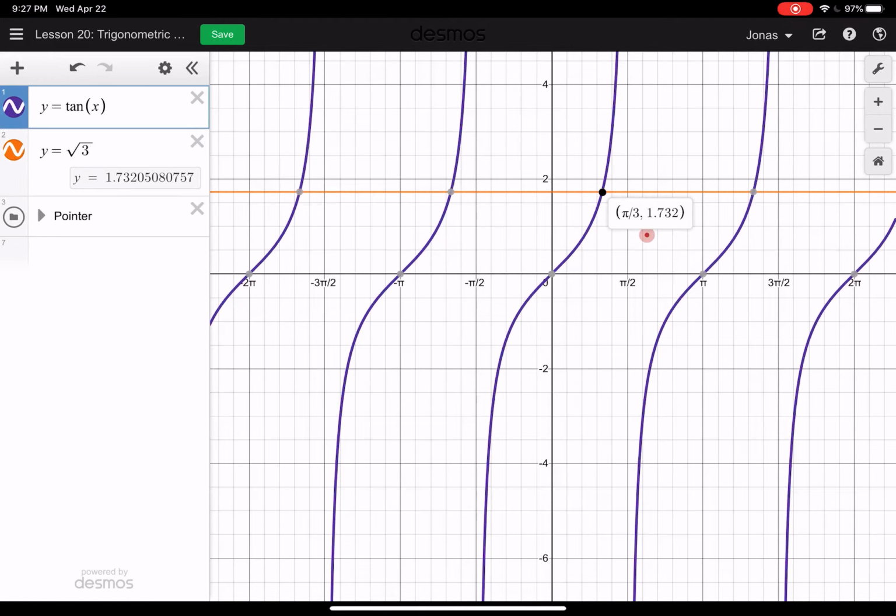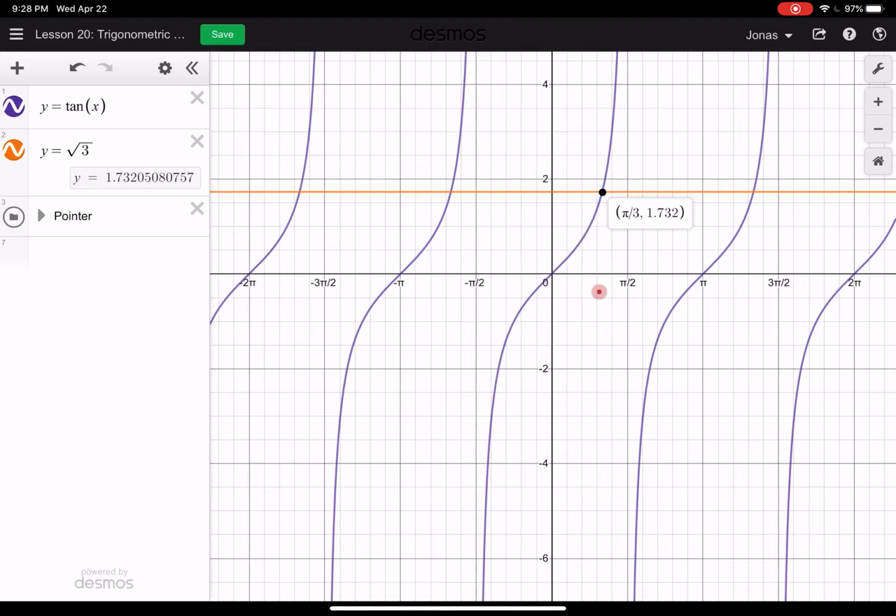And you'll see it gives us the coordinates. The x is pi over 3, and the y is 1.732. That is a decimal approximation of radical 3. So one of the places where the tangent of x is equal to radical 3 is when x is equal to pi over 3. That's right here, a little below pi over 2. Okay, so we found this x value is one solution to this.